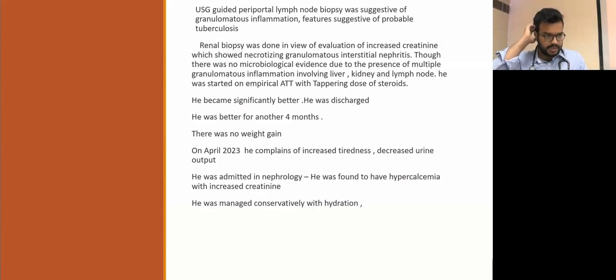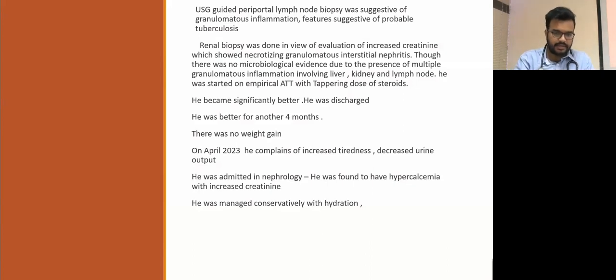In April, he came to us with complaints of increased tiredness and decreased urine. He came to the nephrology department, and they found that his creatinine was elevated. Creatinine was 3.5. Nephrology admitted this patient, and he was found to have hypercalcemia at that time. He was conservatively managed with hydration, and after hydration, his creatinine also improved.